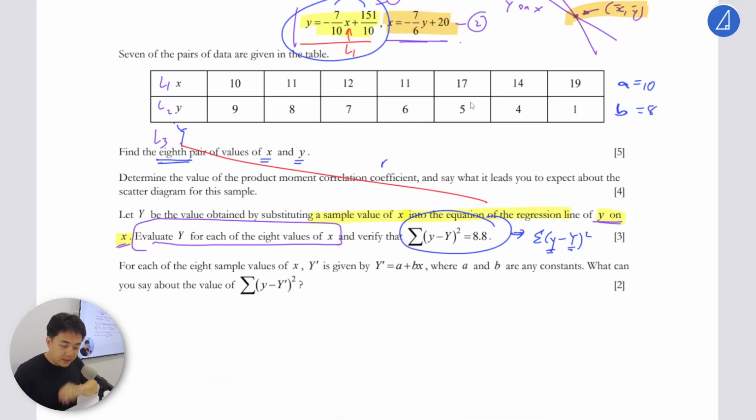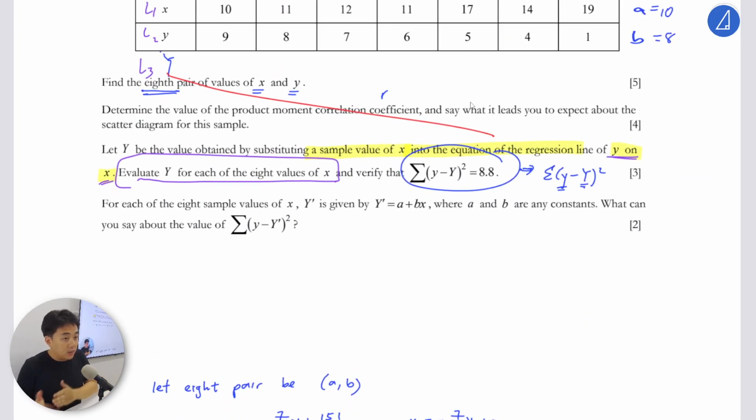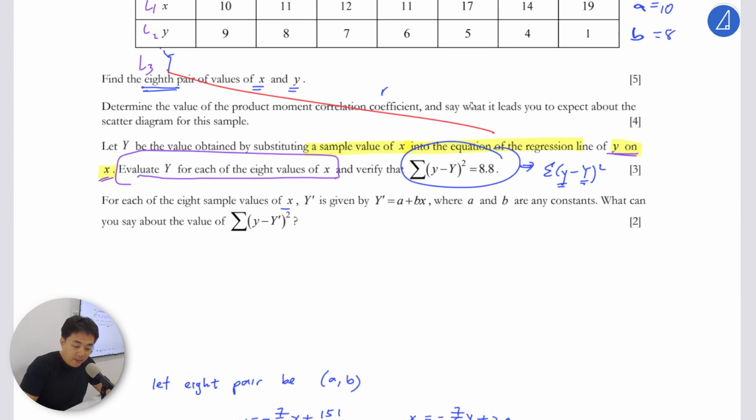Okay, the last part is the one which will separate the A student and the B student, or rather the A and A star student. For each sample value of x, right, y bar is given by this one, A plus bx. So essentially, A and B are any constants lah. Okay, what can you say about y minus y bar squared? So just this one, basically this guy here, y minus y bar is what?